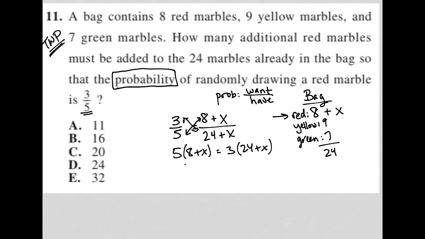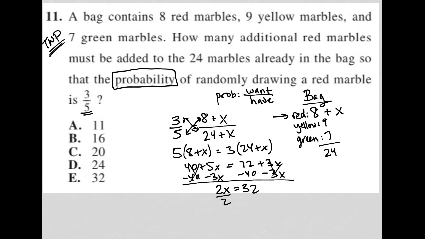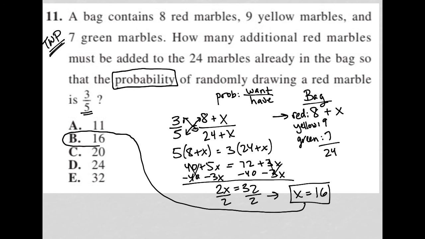And I can distribute the 5 across here, giving me 40 plus 5x equals 72 plus 3x. I can then combine like terms. I'm going to subtract 3x from both sides and subtract 40 from both sides so that my 40s cross out here. And I have 5x minus 3x is 2x, and that's equal to 32. And then dividing both sides by 2, I end up with x equals 16, which tells you that there must be 16 additional red marbles and that our answer is choice B.